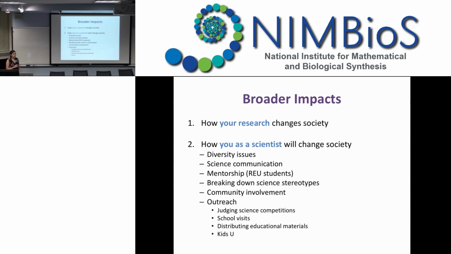Breaking down science stereotypes. Again, if you're from an underrepresented group, or if you just don't look like the regular Einstein-type scientist, that's something to talk about. And then the other thing is outreach and community involvement. You want to be specific about these. You don't just want to say, I'm going to do outreach. If you can, say specific types of outreach. I'm going to work in such and such school. I'm going to volunteer for the Tennessee Science Bowl, or stuff like that that's fairly specific.